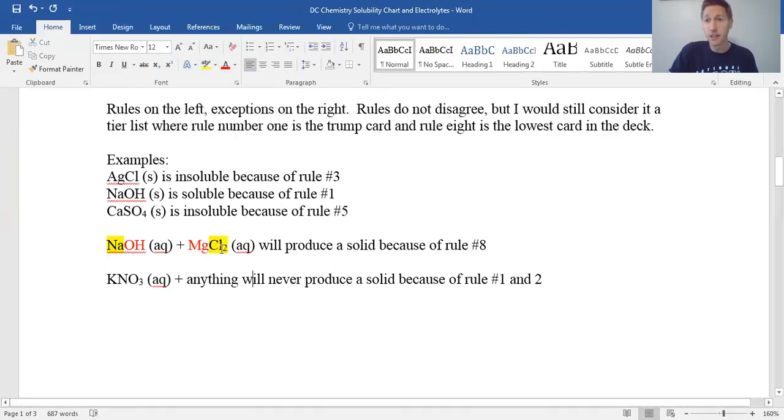Will the Na and the Cl make a solid? Will the Mg and the OH make a solid? Because positives do not react with positives, and negatives do not react with negatives. So the only possibility for something becoming insoluble is a positive and negative to like each other enough to not hang out in the water.